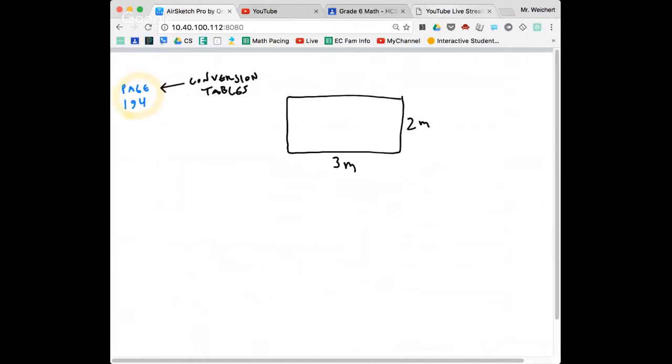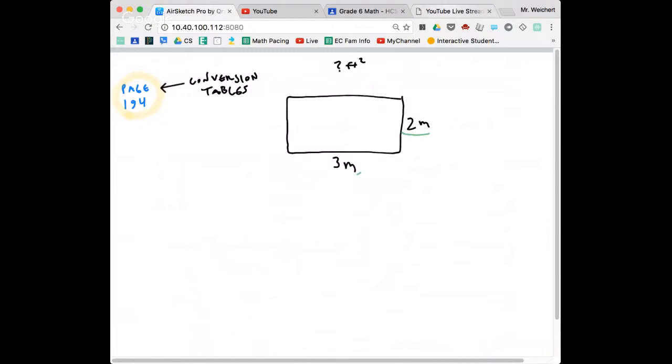So again, we're doing number 7 on page 196. So we're asking ourselves, what is the area of this in square feet? But I want you to notice that we aren't dealing with feet right now. We're dealing with meters. So if we found the area using just these numbers, we would have the area in square meters, not feet. And the question is asking, what is this in square feet?